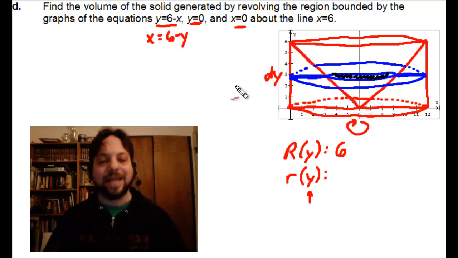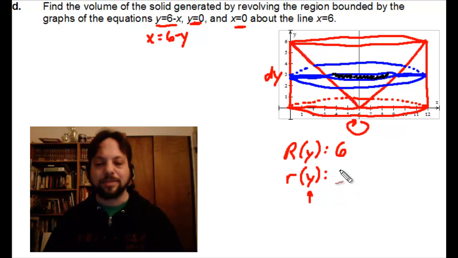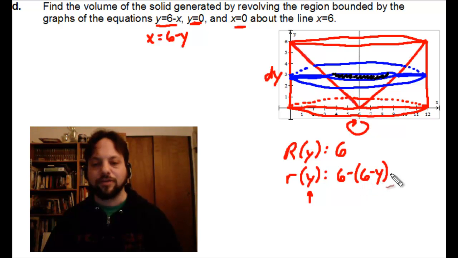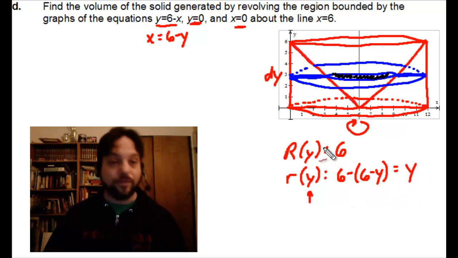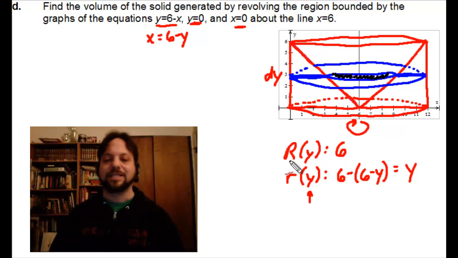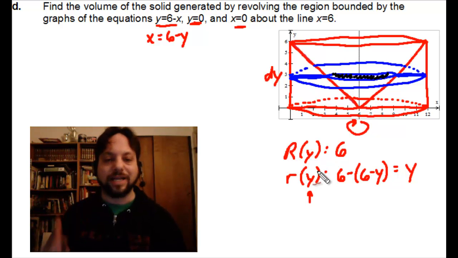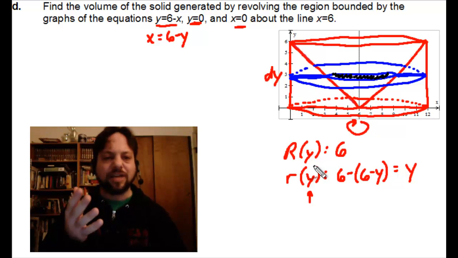And by doing that, I can now say my inner radius is simply going to be my axis of revolution minus my function. Of course, that can be simplified, and you can simplify it yourself to just come up with y. So, very interesting. Our outer radius is 6. Our inner radius is y. Let's see if that even makes sense.